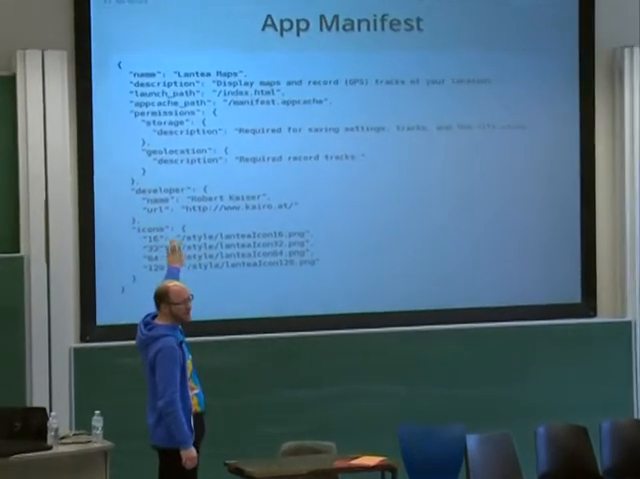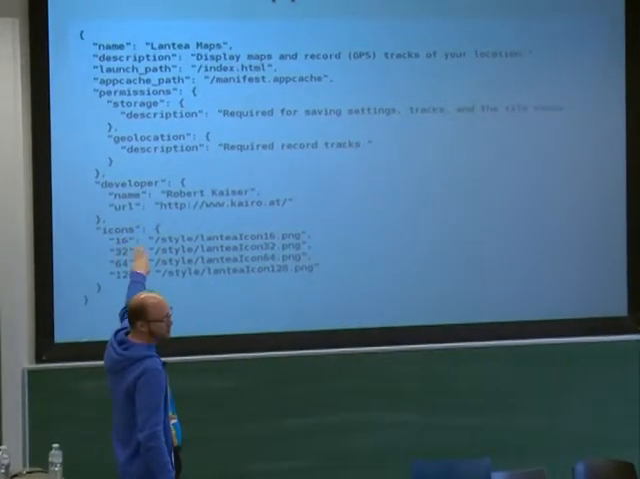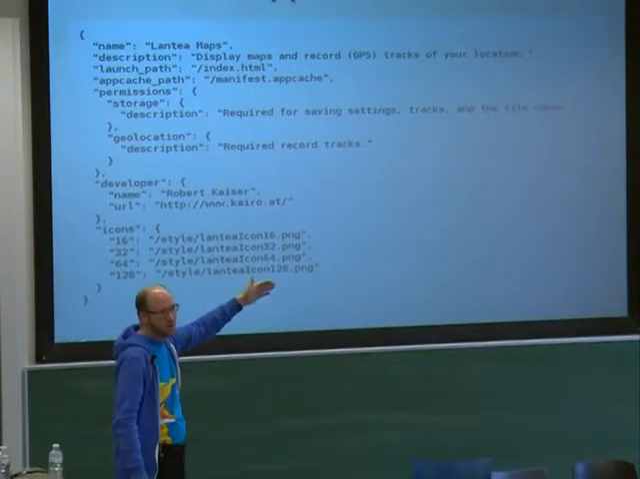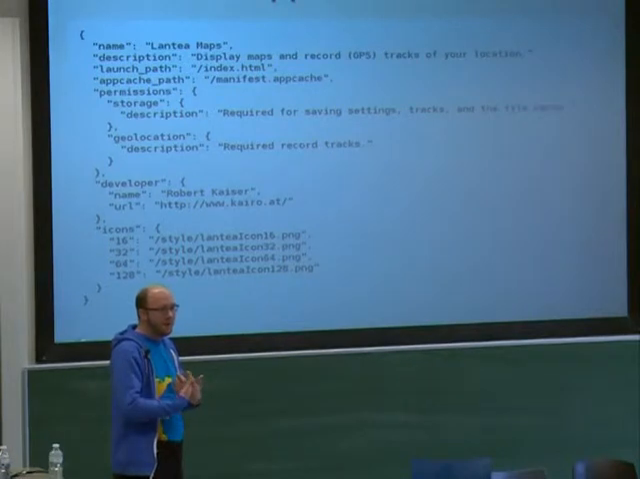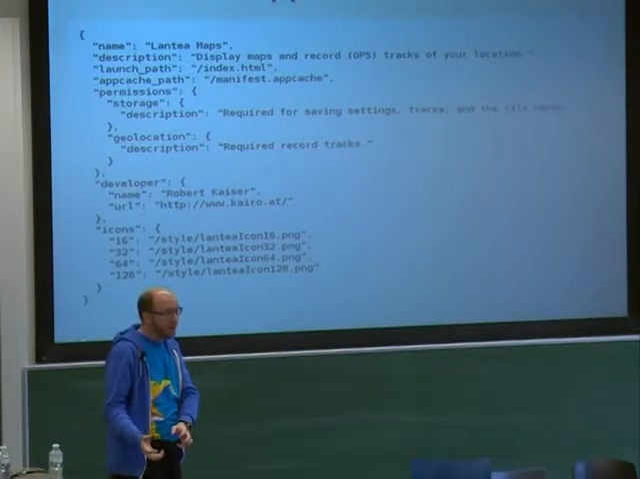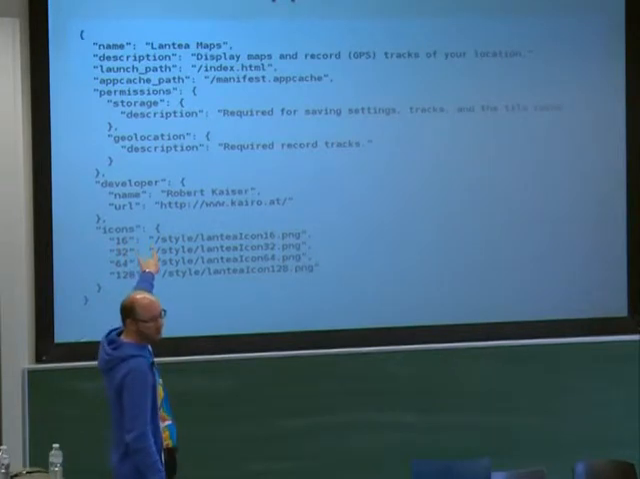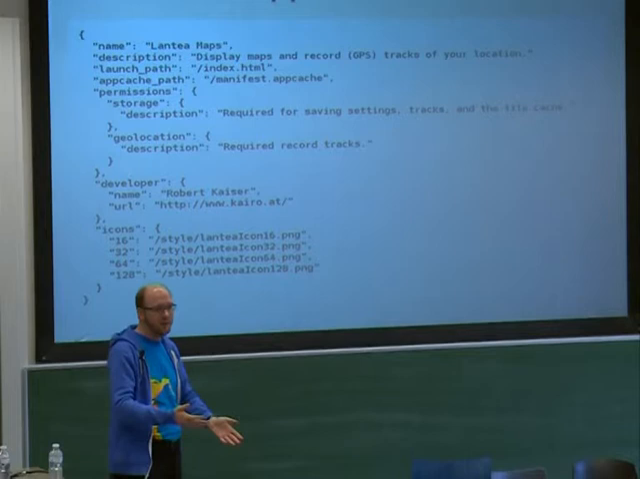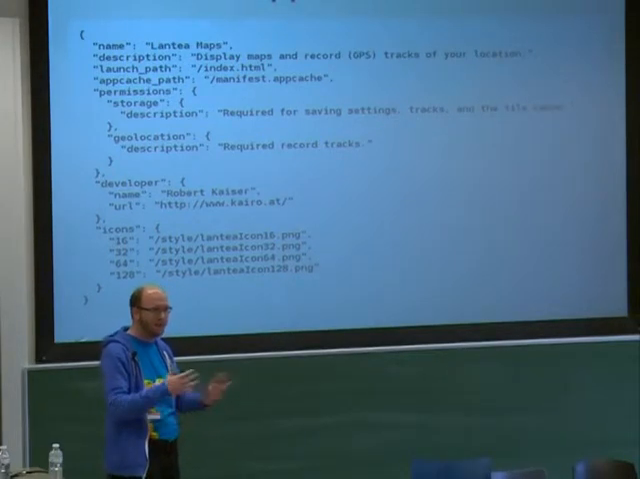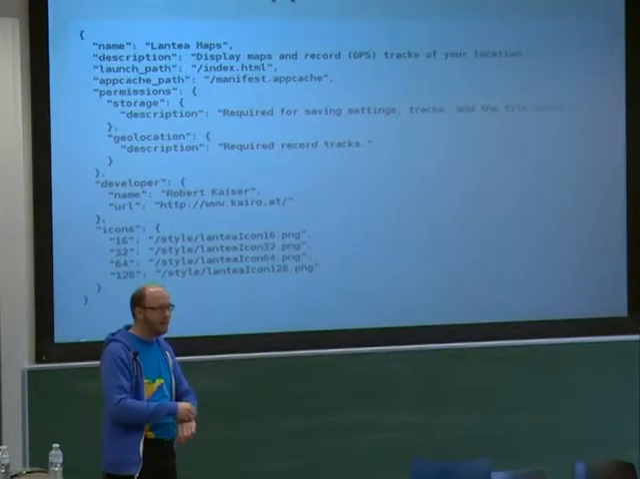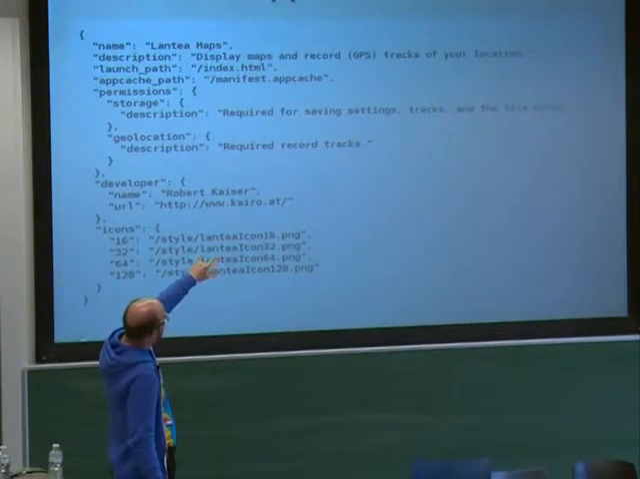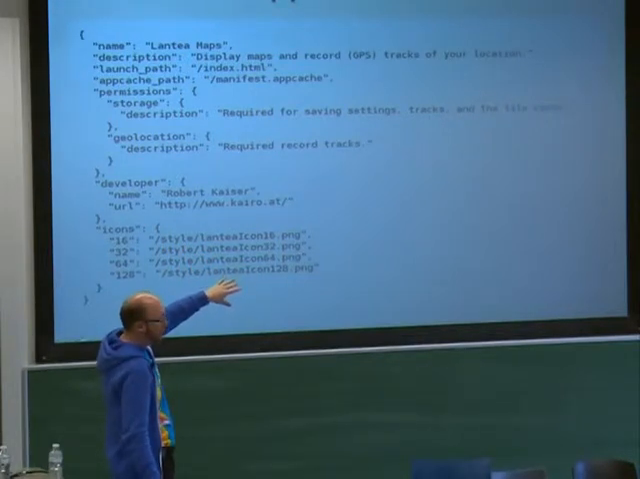Then you have some permissions that the app needs. In this case, storage and geolocation. This is an app that, as the description says, displays maps and records GPS tracks. So of course, if we want to record a GPS track, we probably want to know your location, so we need a permission for geolocation. And we need a permission for storage so that we can actually save those GPS tracks, and to cache maps on disk so you have the maps offline the next time you go somewhere. And that's in this description. So that's the tile cache, the caching of the map.